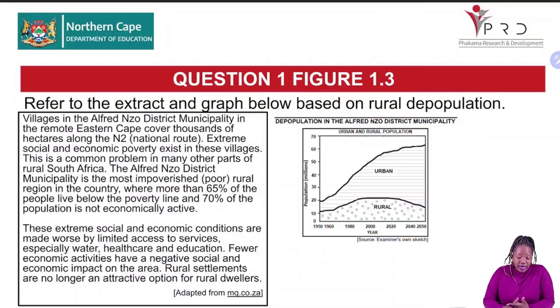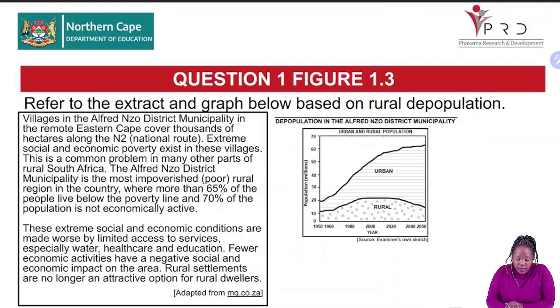In our extract, we've got the villages in the Alfred Nzo District Municipality in the remote Eastern Cape covering thousands of hectares along the N2, which is the national route. Extreme social and economic poverty exist in these villages. This is a common problem in many other parts of rural South Africa. The Alfred Nzo District Municipality is the most impoverished, which is the poorest rural region in the country.